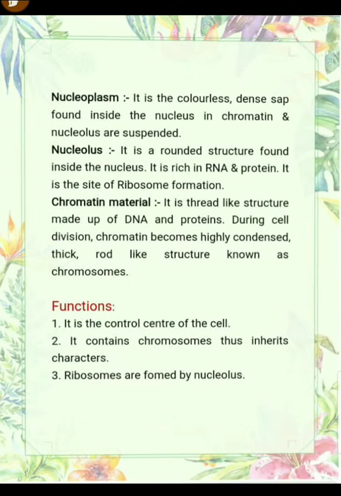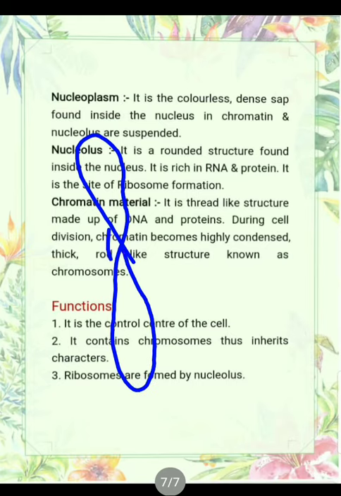the chromatin material. Chromatin material is actually a thread like structure made up of DNA and proteins. During cell division, means when one cell converts into two cells, chromatin becomes highly condensed thick rod like structures known as chromosomes. I will show you the diagram of chromosomes. When the cell is going to divide, all the chromatin material arranges itself in rod like structures, and these are known as chromosomes.